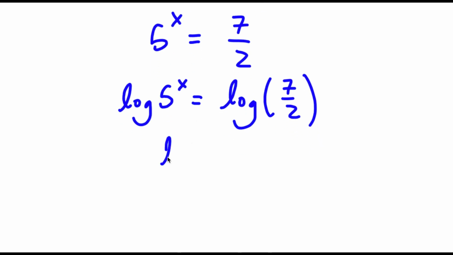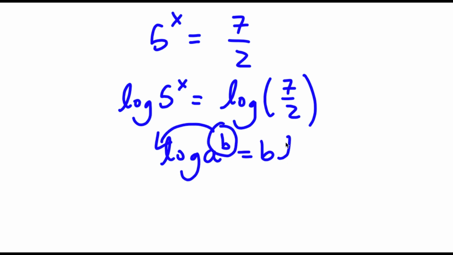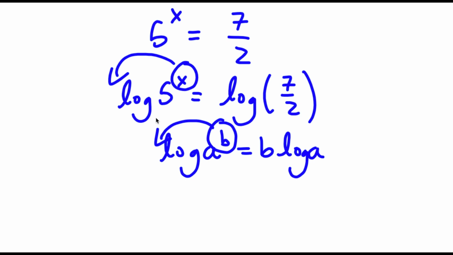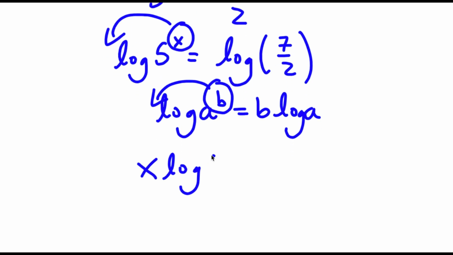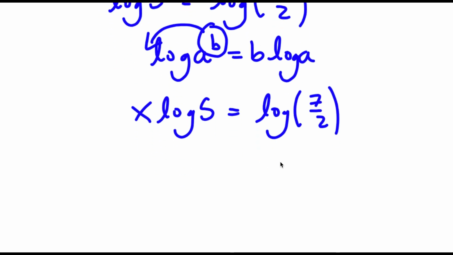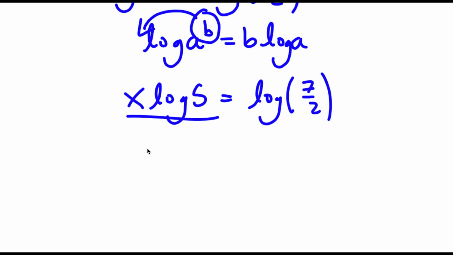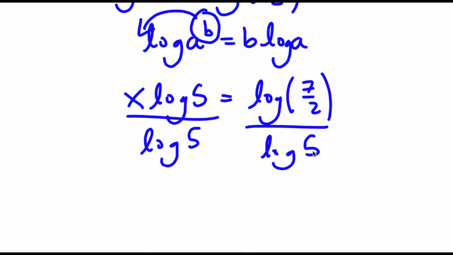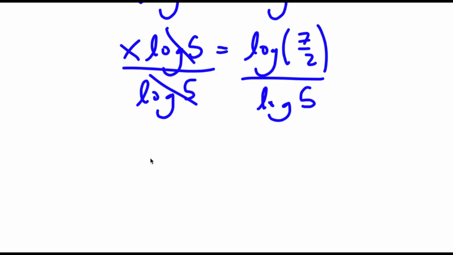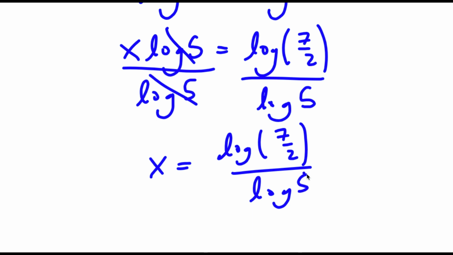Now if I have something in the form log a to the power of b, I can move this exponent b to the front. So it's going to equal b times log a. So in this case, I have log 5 to the power of x, and I can move x to the front. So now I have x times log 5 is equal to log 7 over 2. Now I'm going to divide both sides by log 5. These two cancel out, and I get x is equal to log 7 over 2, over log 5.